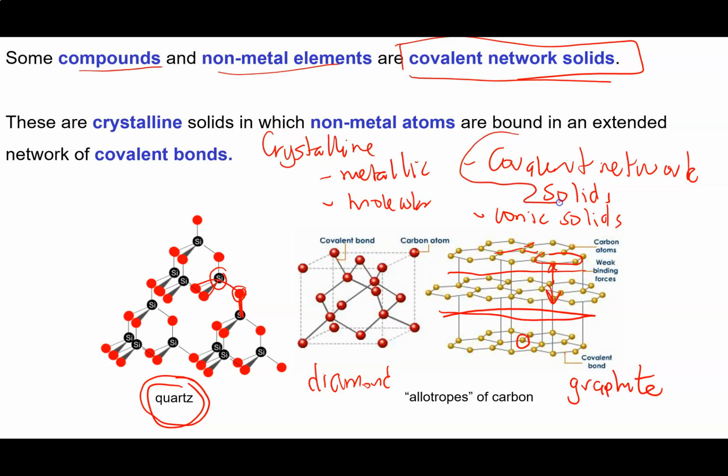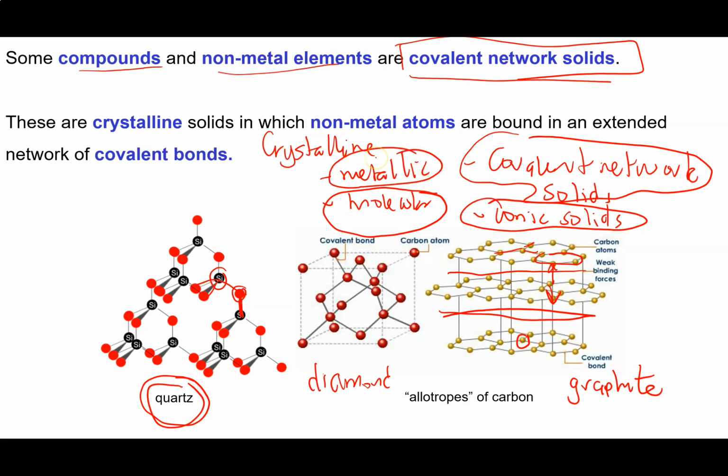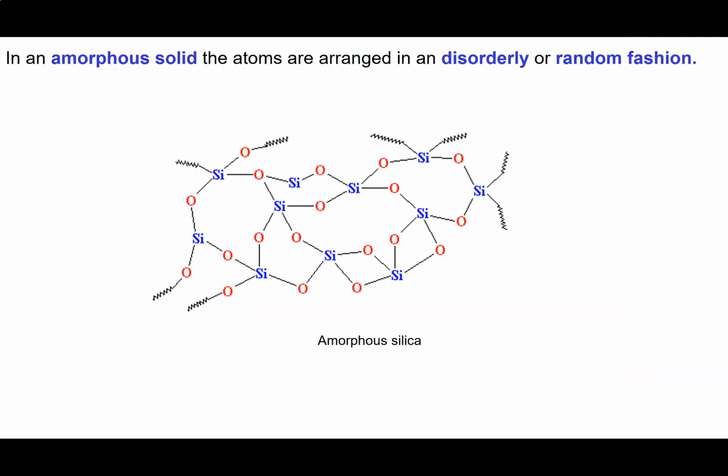Covalent network solids tend to have very high melting points compared to molecular solids, and they tend to be a lot harder than molecular solids, so very, very tough. You can remember that quartz is an example of a covalent network solid, diamond is an example, and graphite is an example. You can just memorize a few of them. Ionic solids have very, very high melting points, as do metallic solids. So you should be able to recognize and categorize a crystalline material into one of these categories.